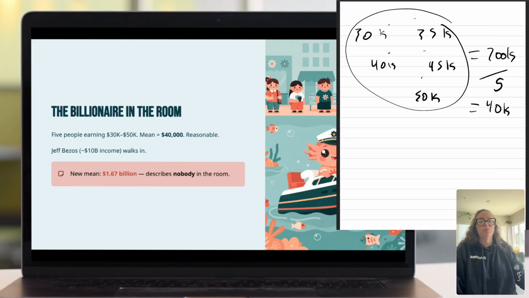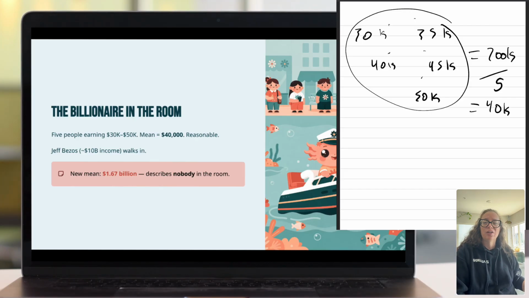Okay, now imagine Jeff Bezos walks into the room. Bezos's annual income is, I don't know, approximately $10 billion. Not his wealth, okay, his income. So then what's the new mean? Now you have to sum all this up. $200,000 plus 10 billion equals 10,200,000, divided by the new total, which is now 6 because he walked into the room. So 10,200,000 divided by 6 is like $1.6 billion. Okay. So the mean income in the room is now approximately $1.6 billion.